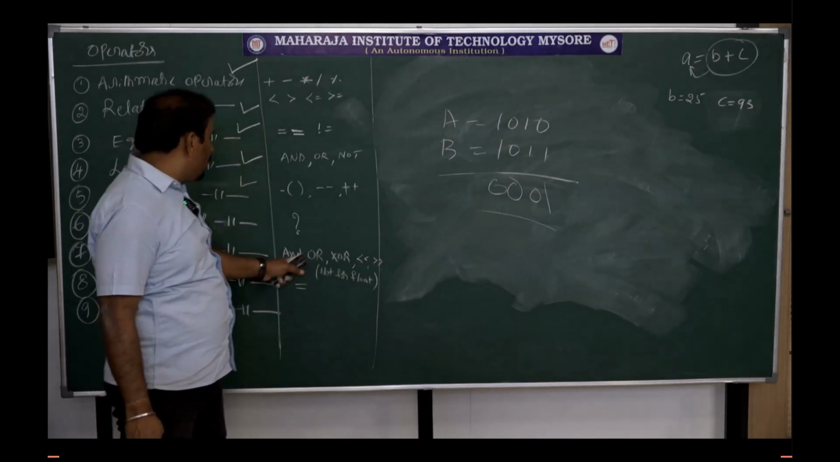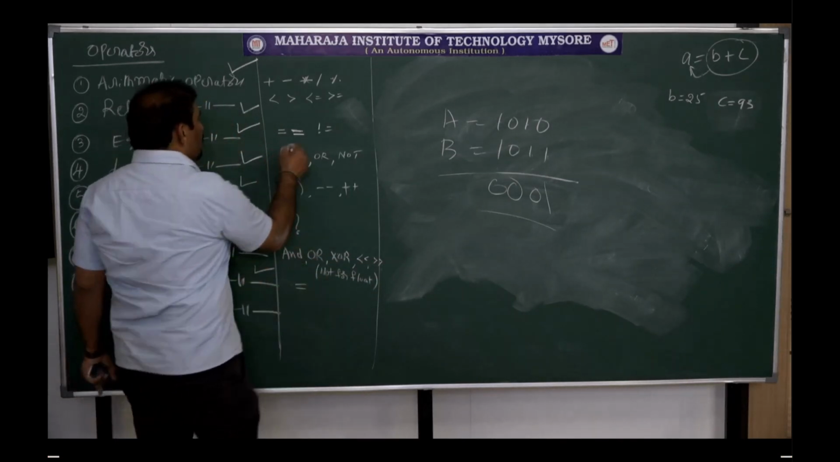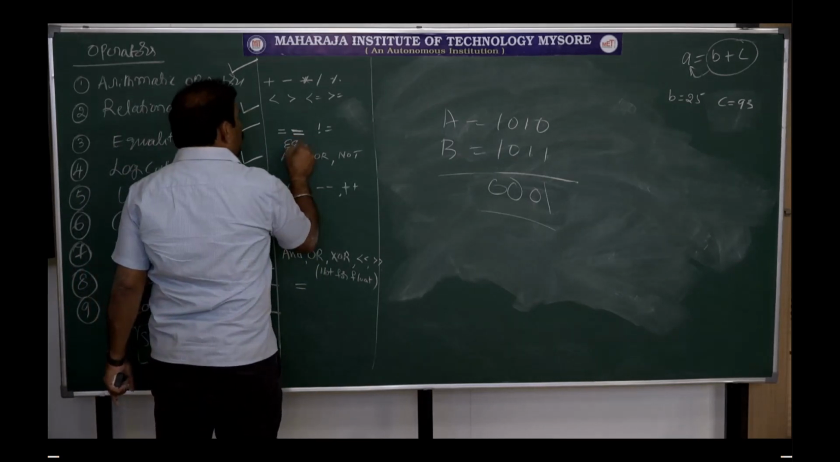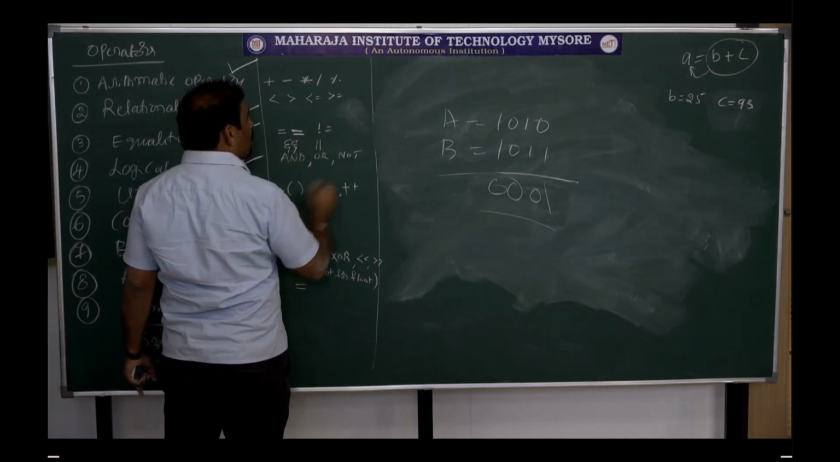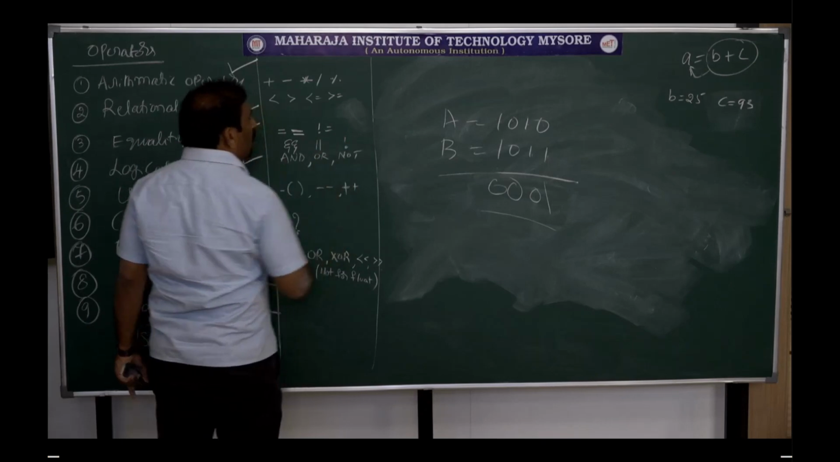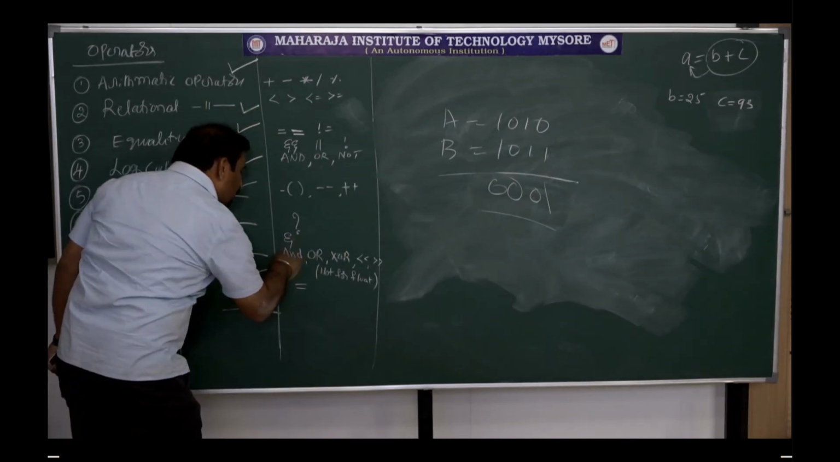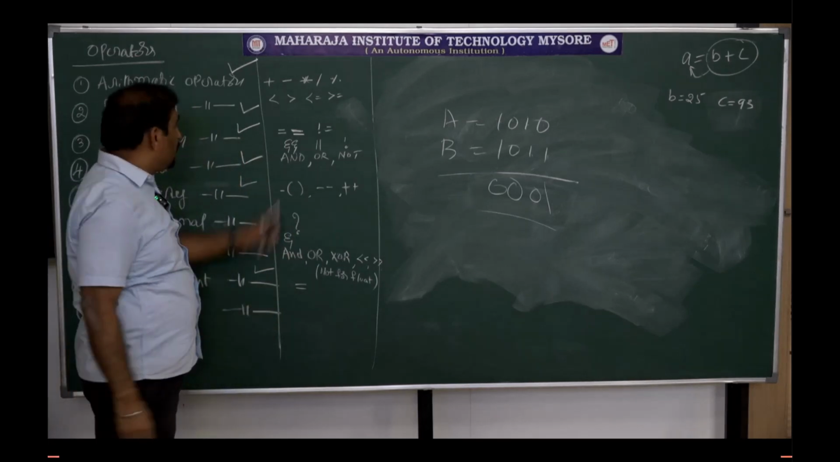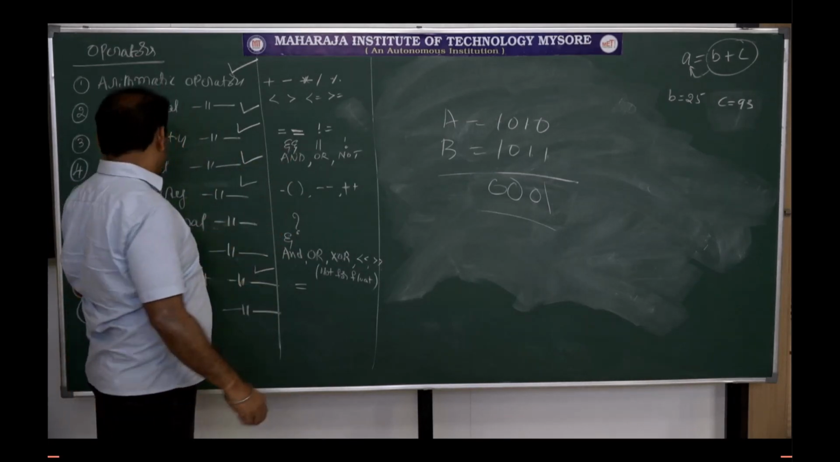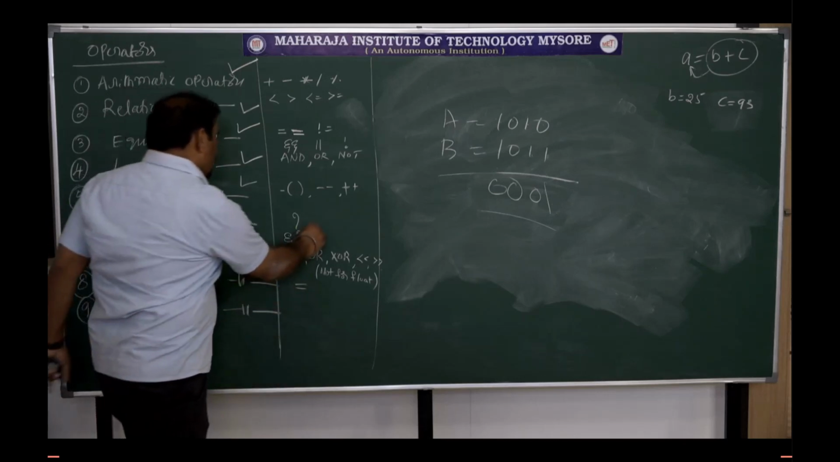Now, the question is how to use them. Here, for this I am using this AND symbol, as I told you. For this I am using this OR symbol. For this I am using this NOT symbol. Whereas here, AND operation, if I write a single AND instead of a double AND, it is considered a bitwise operator. Similarly, this.